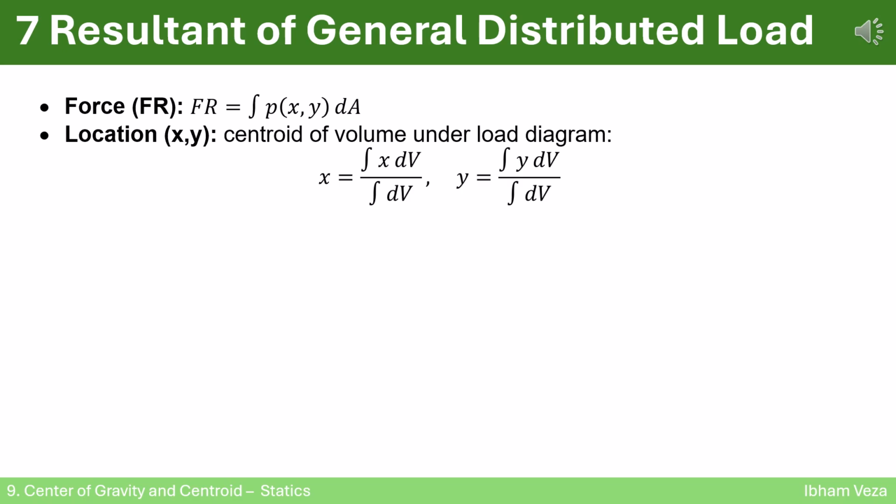Resultant of general distributed load. Distributed loads are commonly encountered in engineering structures. Instead of dealing with infinitely many small load elements, we replace the entire distribution with a single equivalent resultant force. The magnitude of this force equals the area under the load diagram, while its location corresponds to the centroid of that area. This approach greatly simplifies equilibrium and structural analysis.